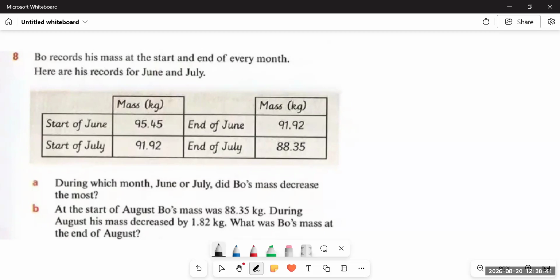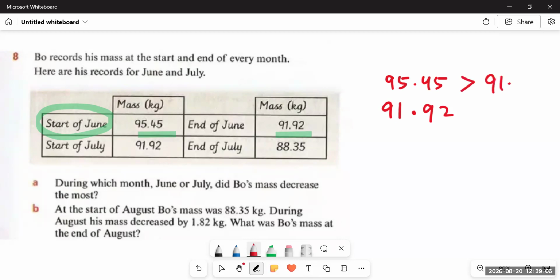As you can see, he records the mass at the start of June as 95.45 and at the end of June it was 91.92. So you can see that at the start of the month it was more, and then it was reduced to 91.92. And how do we know? Because we know that 95.45 is greater than 91.92. So this is the initial assessment of the question.